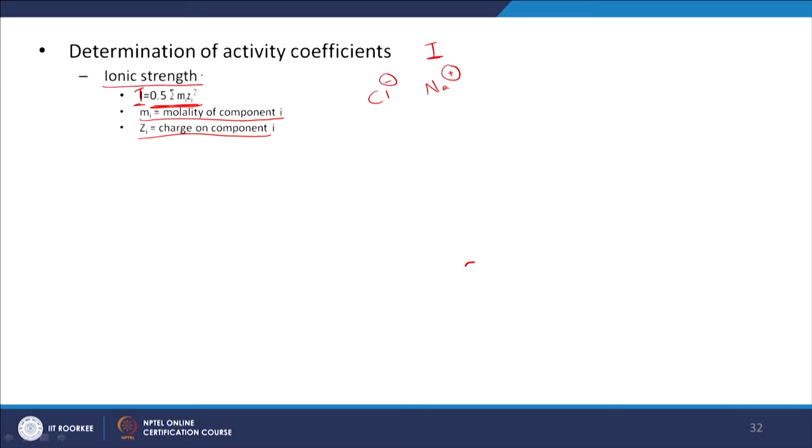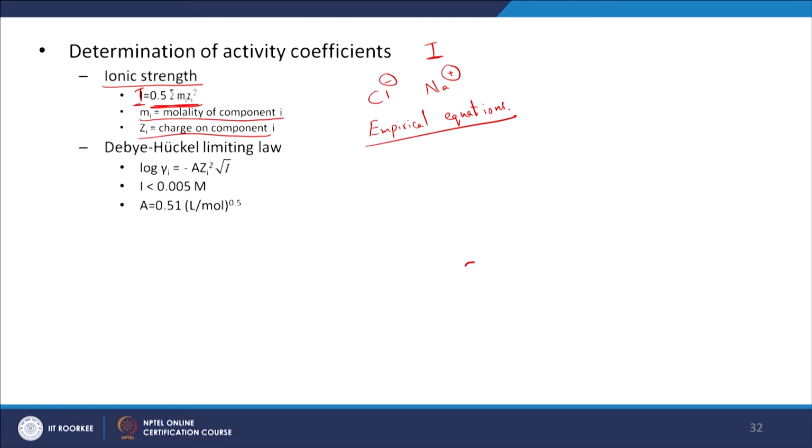So once you calculate the ionic strength, there are different empirical equations. We are going to look at that. Obviously you do not need to mug them up. I think the most usually used law is the Debye-Hückel limiting law, but keep in mind that this is only applicable when the ionic strength is less than 5 into 10 power minus 3 molar, or 5 millimolar. So let us look at what we have here. We have log gamma i equal to minus A, a constant, times charge squared into square root of I.